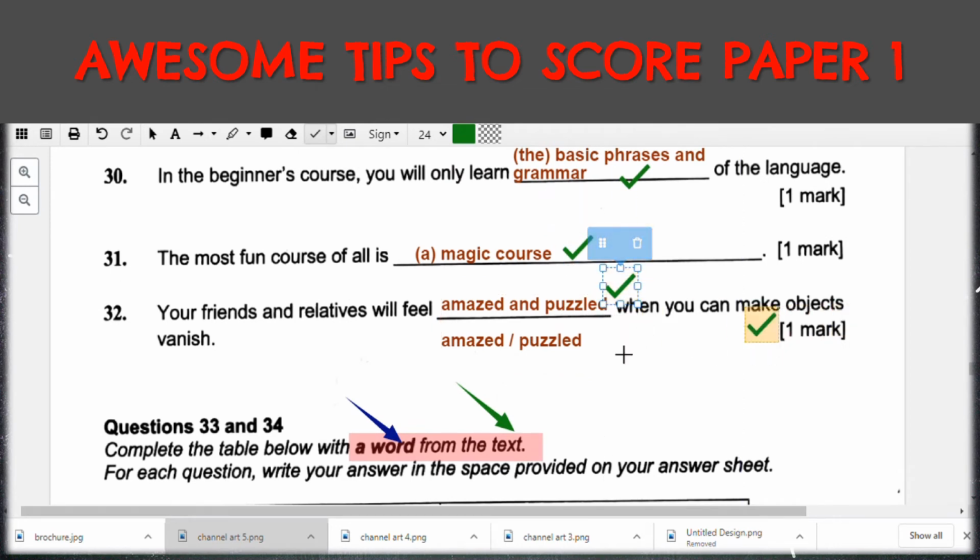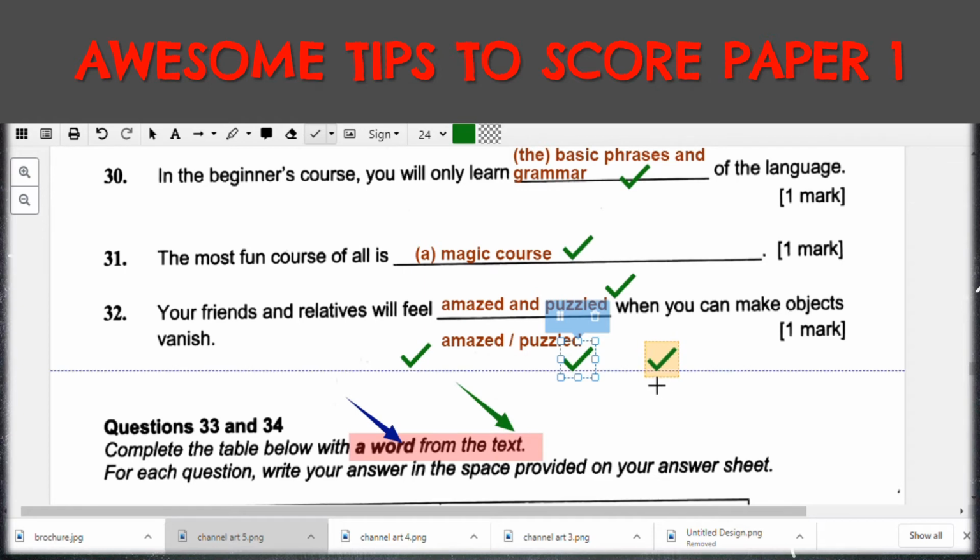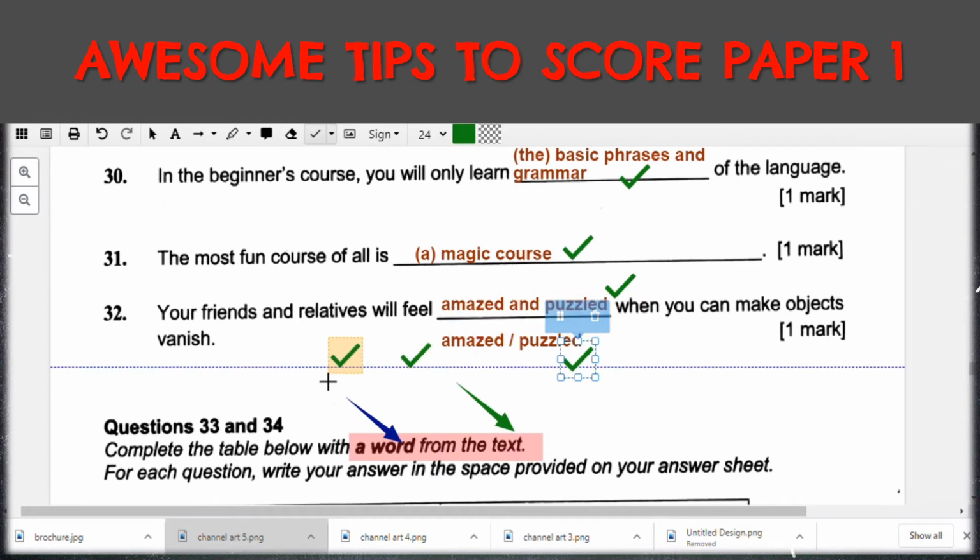When you can make objects vanish. Now, what are other options? You can put amazed, you can put puzzle. But I will advise you to put amazed and puzzle. Why? Because these are the words from the passage and they are not more than 5 words. So write amazed and puzzle. Okay, the next one.